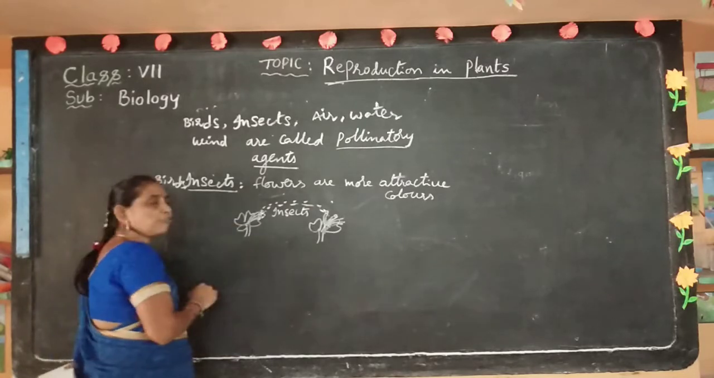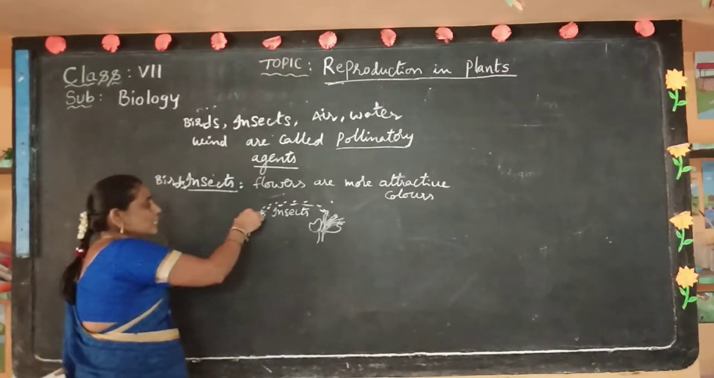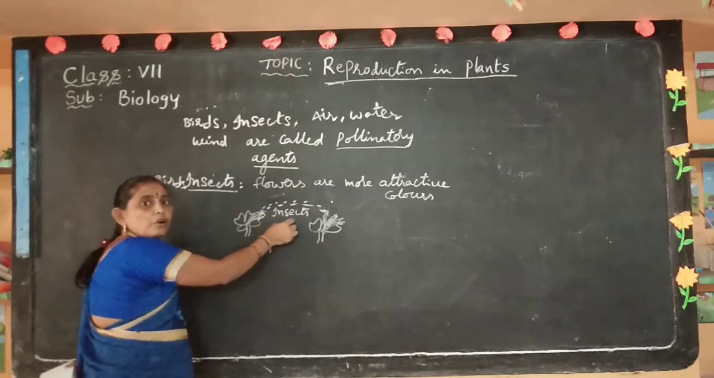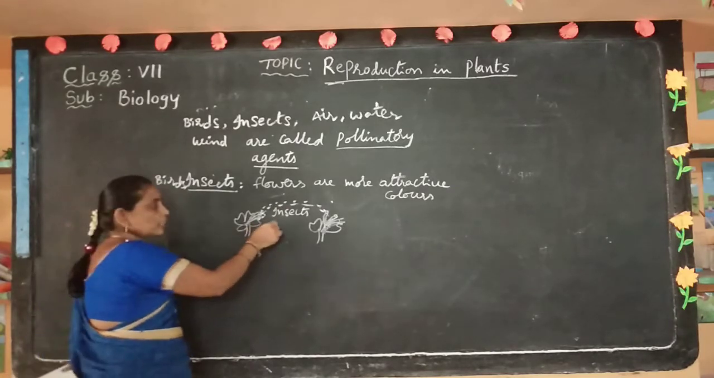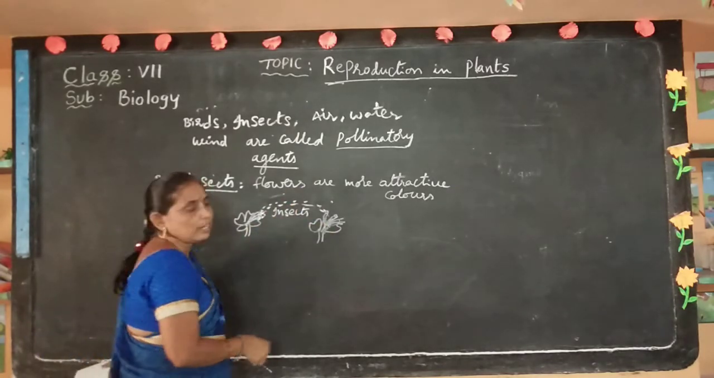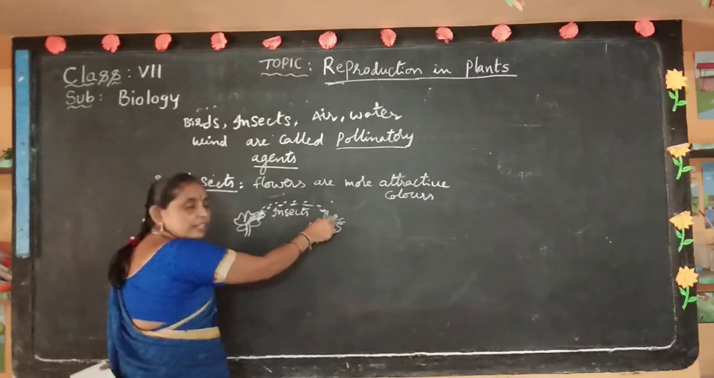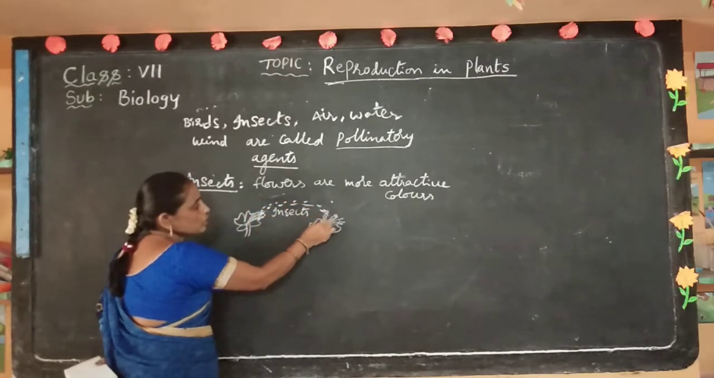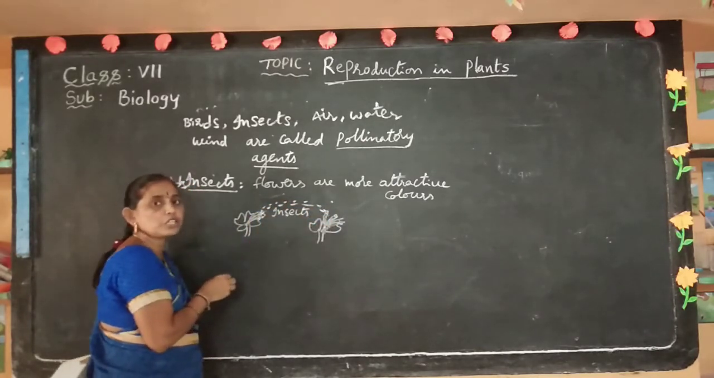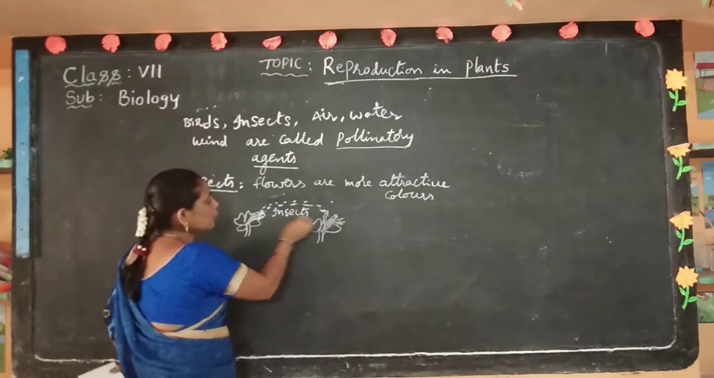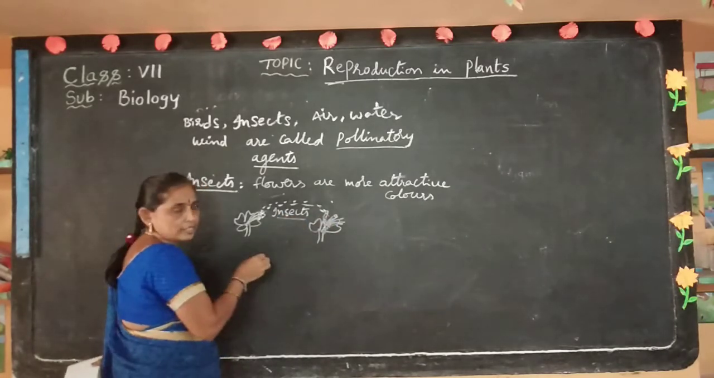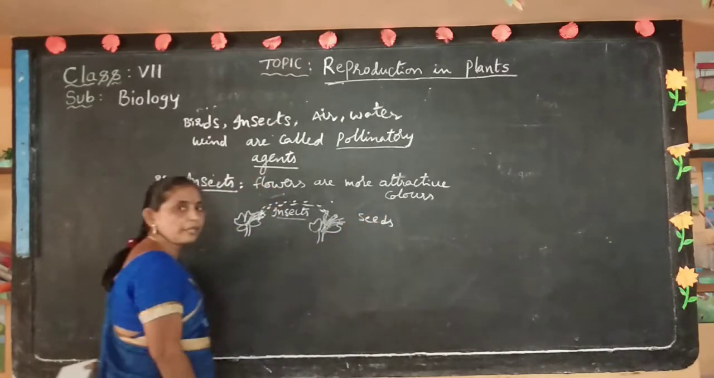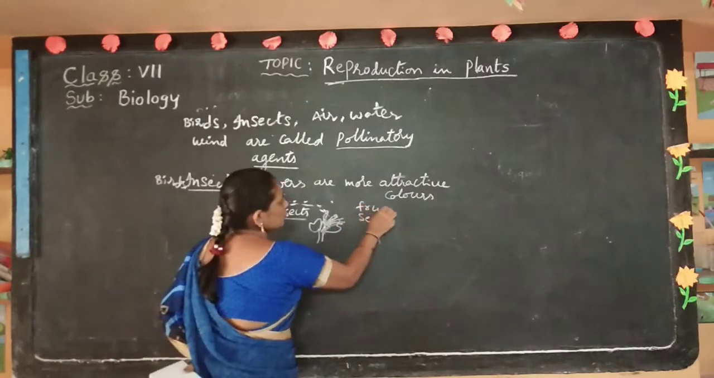Insects suck the nectar from the flowers. They sit on the flower and suck the nectar. Some of the pollen grains are attached to the body of the insect. The same insect sits on another flower and these pollen grains are released on the flower. Then transfer of pollen grains from anther to the stigma of a flower is known as pollination. Already you know. Here pollination is done through insects. As a result, it forms fruits and seeds.